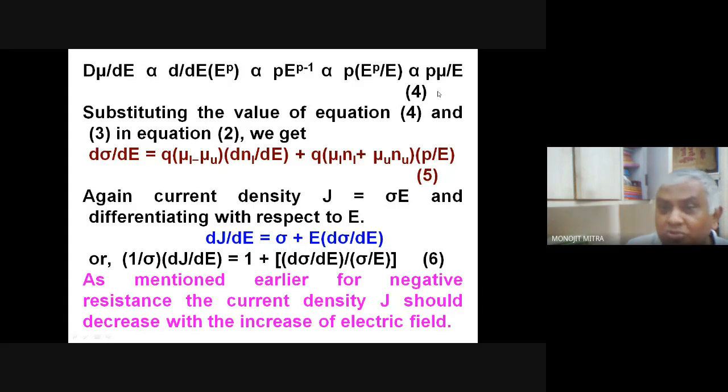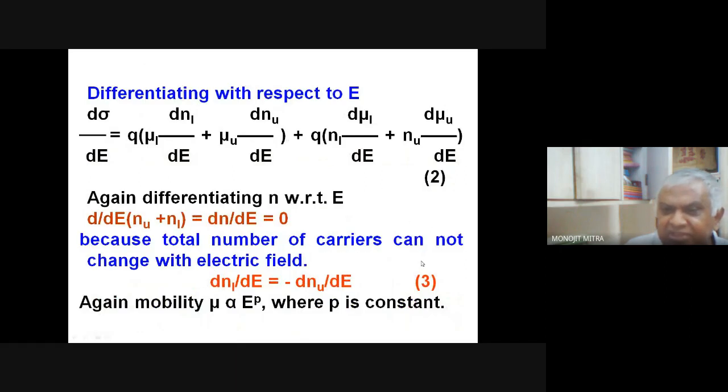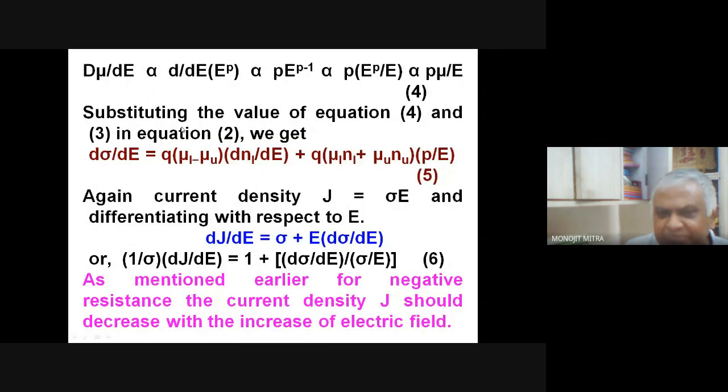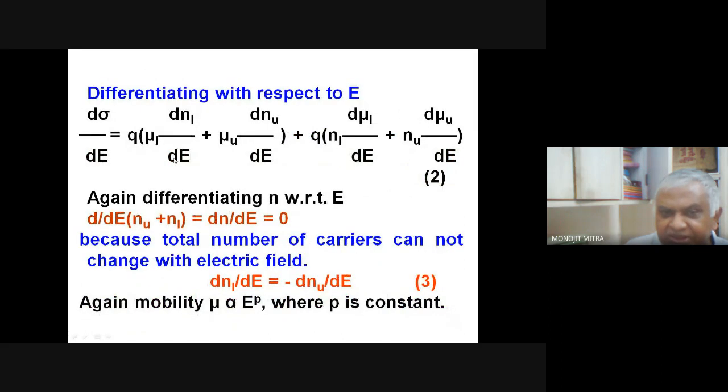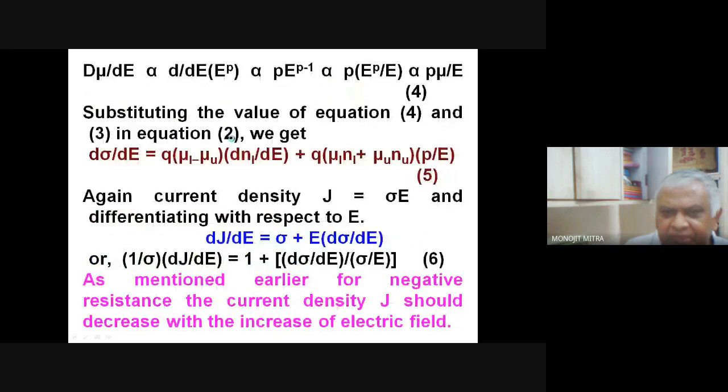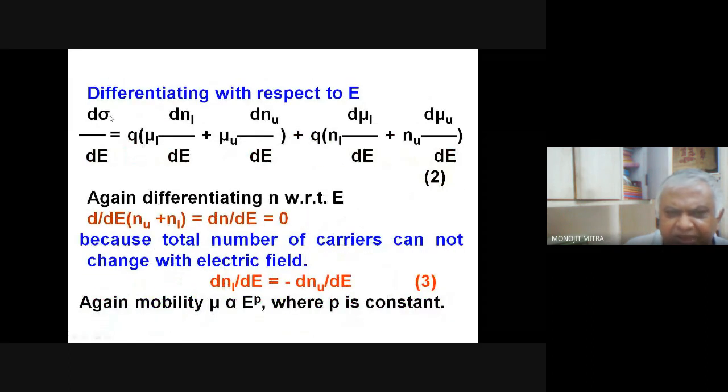So I already told you we'll utilize this equation 3 as well as equation 4 in our next part of our derivation. So we are going to substitute this relationship in your equation 2. So let's see. So d sigma by dE, your equation was on the left side, equal to q mu_l dn_l by dE plus mu dn_u by dE. But you have written dn_l by dE equal to minus dn_u by dE. That means in place of dn_u by dE, if you write minus dn_l by dE, there is no problem, and we can take dn_l by dE common.